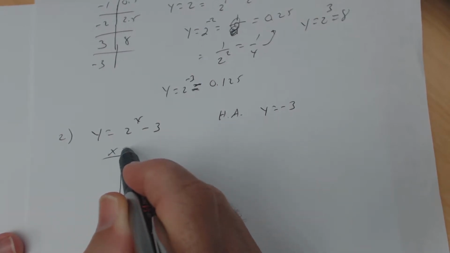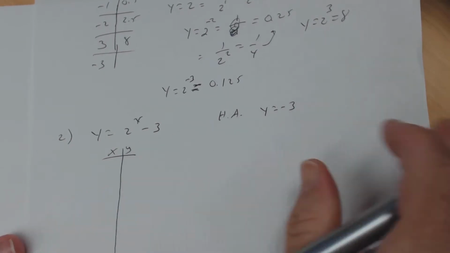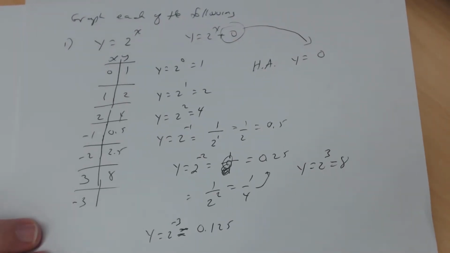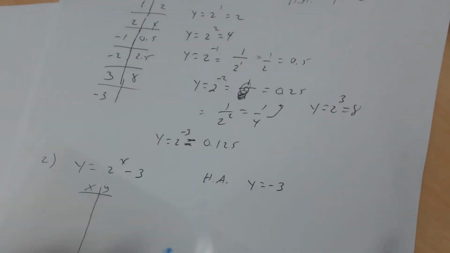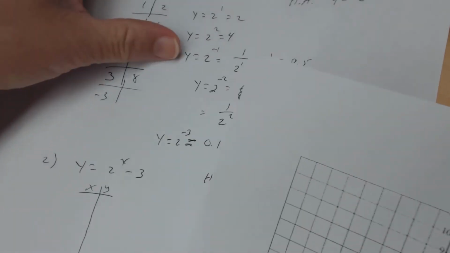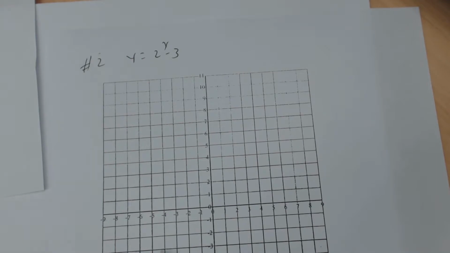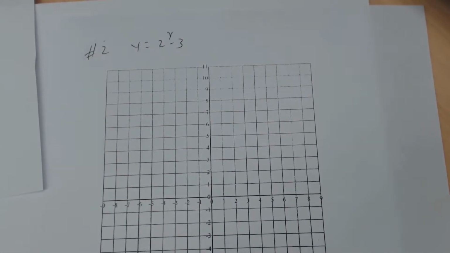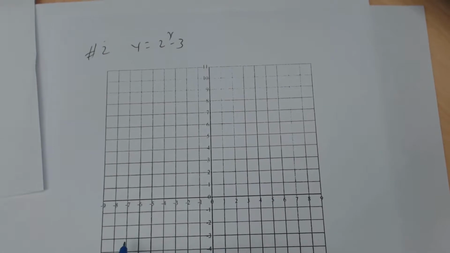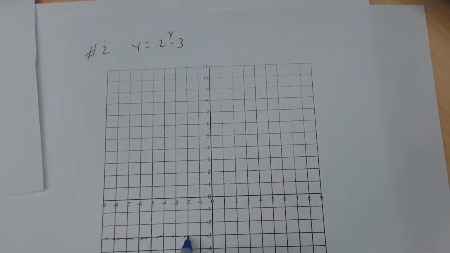Use a t-table. And just as before, you're going to use these numbers and plot some points. Basically what I would do first, though, is go ahead and draw the horizontal asymptote. This is number 2. So y equals 2 to the x minus 3. So draw the horizontal asymptote. The horizontal asymptote is y equals -3 down here. So you're going to do this. Let me use a thicker color. So you can do this. Okay, so that's your horizontal asymptote. And then we're going to draw the graph.